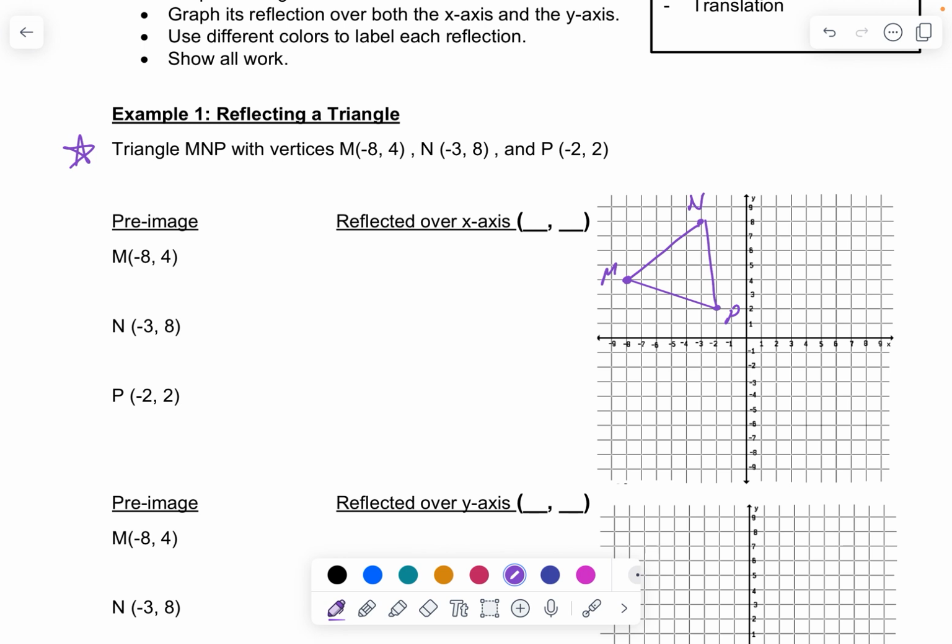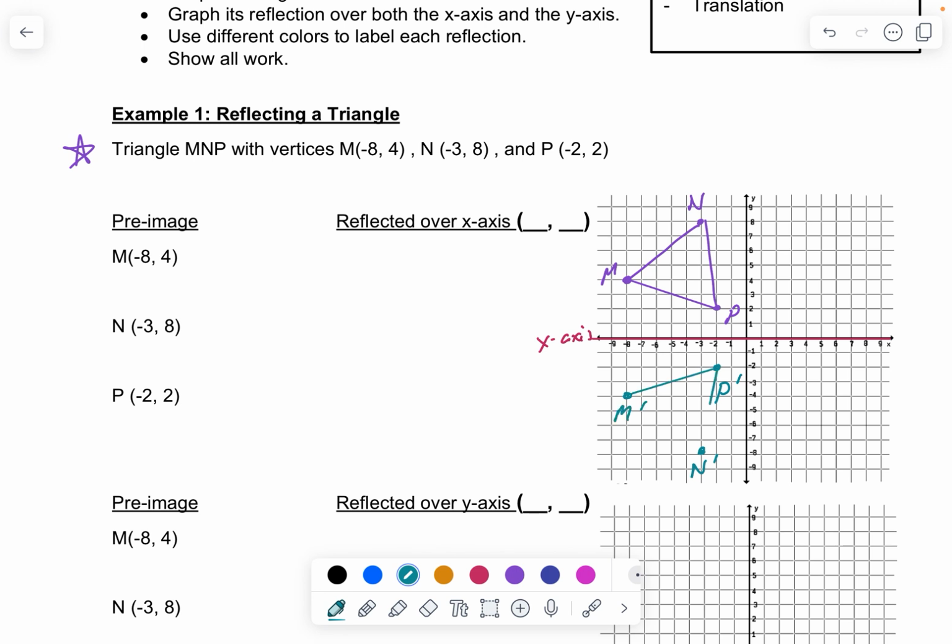Now we want to reflect it over the x-axis. So here I'm going to make the x-axis red. That's our x-axis, and we're going to reflect it over it. So notice P here, it's 2 units up from the axis. So 2 units down from the axis will be P prime. We're reflecting it over this line. And so N is at 8, so this N is going to be at -8, that's our N prime, and M is at 4, so this M is going to be at -4, that's M prime.